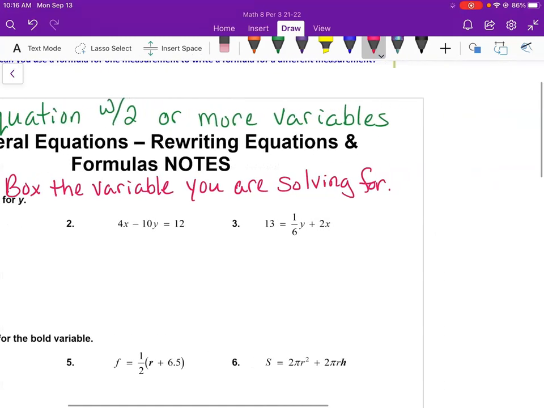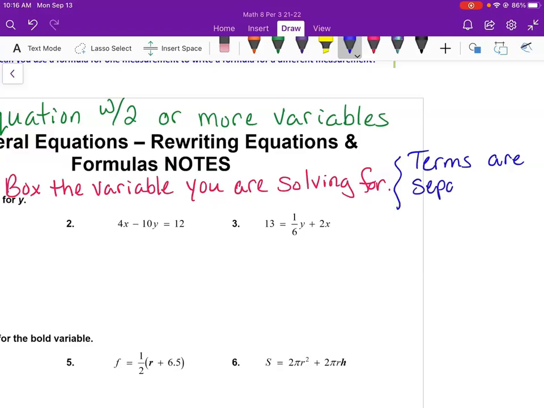The other thing we need to remember is terms are separated by plus and minus signs. Super important. Okay, here we go.